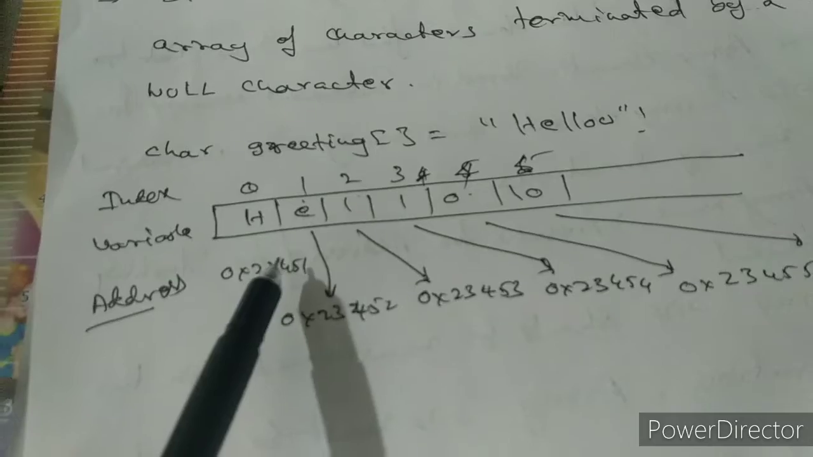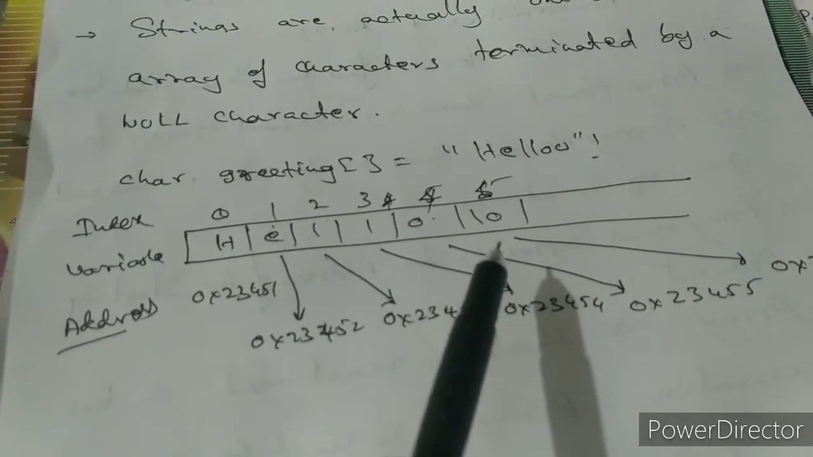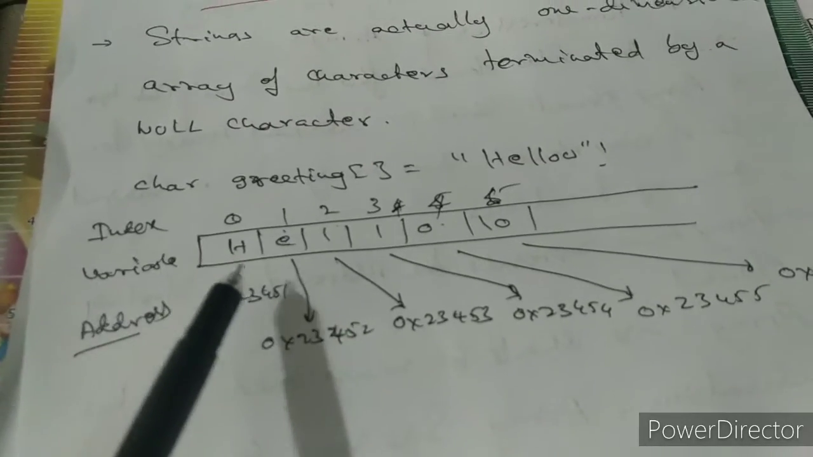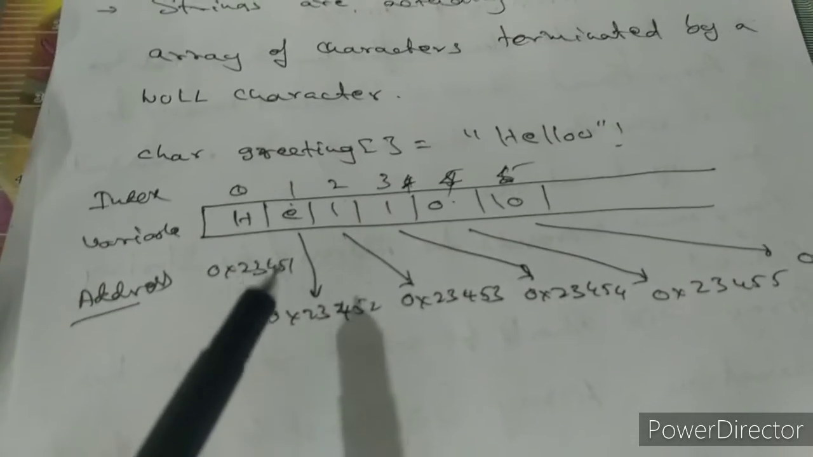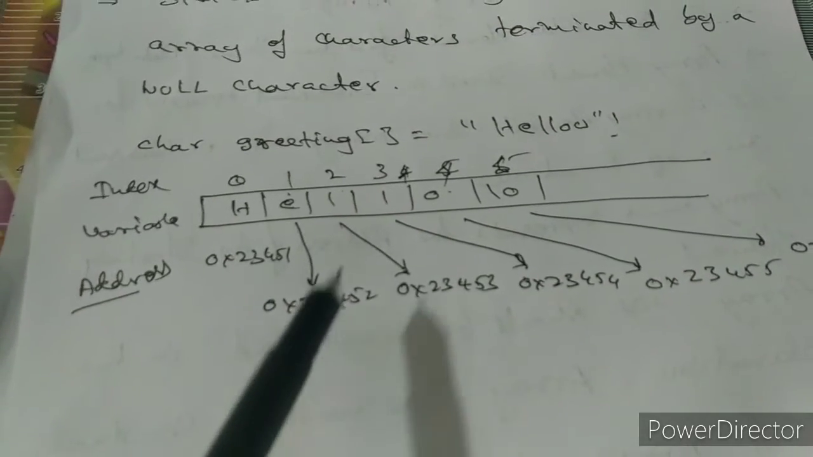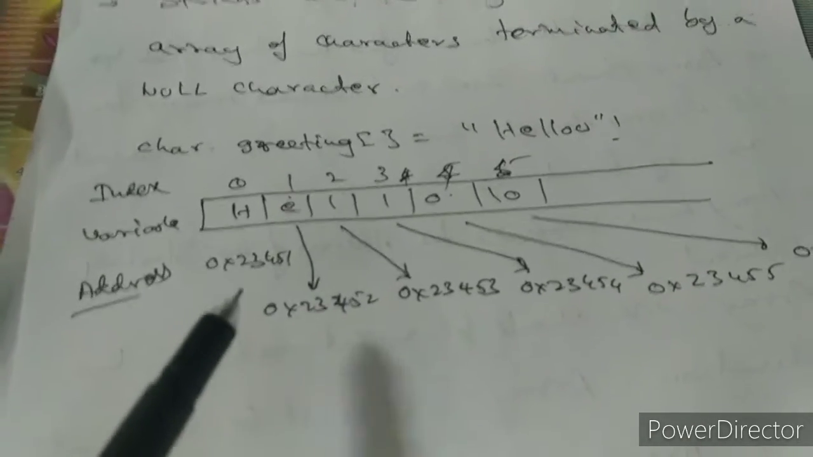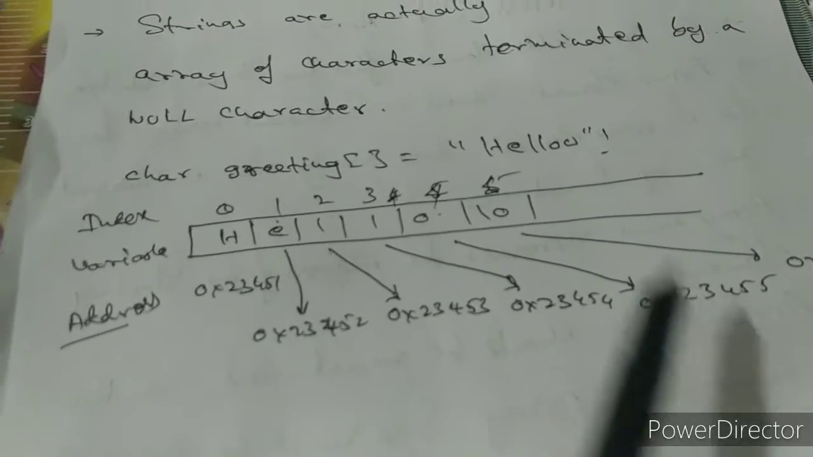How will it look? Hello means H E L L O, and at the end of this is the null character. Each character, H and the others, has a different memory address, and this one is a different memory location. Actually, we don't place the null character here.